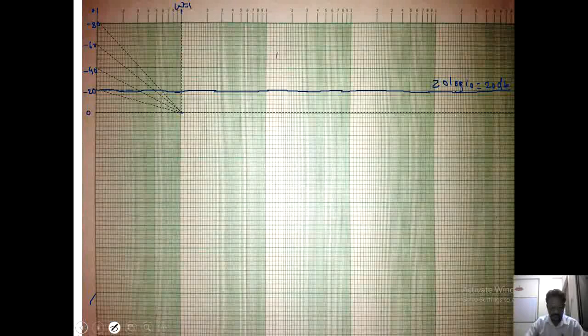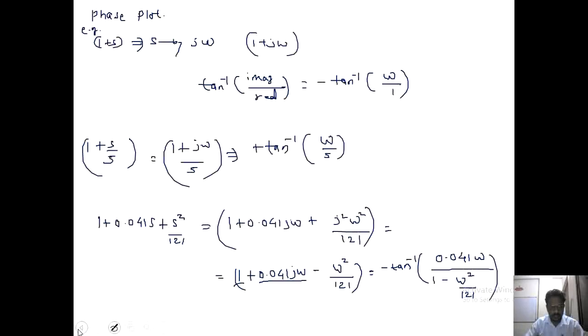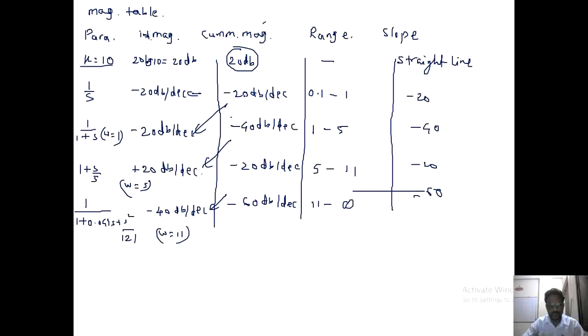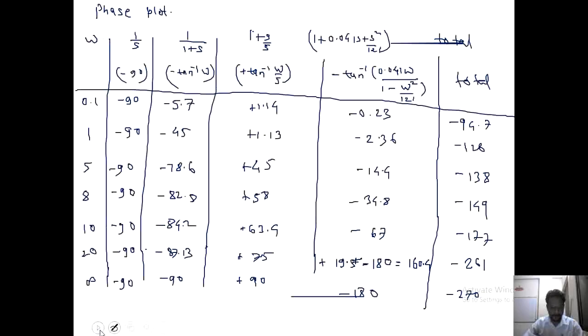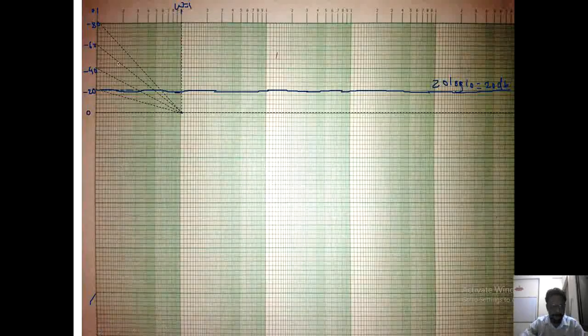Next is minus 20, then minus 40, minus 20 and minus 60. The ranges are 0.1 to 1, 1 to 5, 5 to 11, 11 to infinity. Remember the sequence: minus 20, minus 40, minus 20, minus 60. Minus 20 from 0.1 to 1. So this is the first graph.